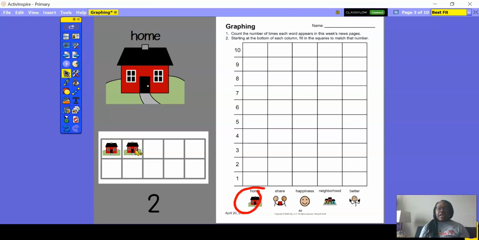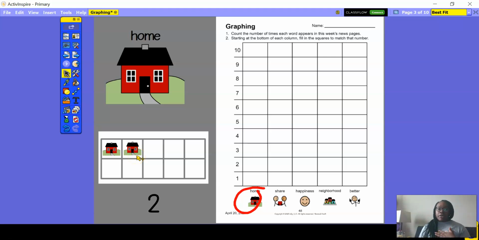So you can pause the video here. You can use the 10 frame that is on the screen or the one that you might have printed, and have your kiddos touch and count. You can touch and count with them depending on their ability. You know your child, you might have to use some hand over hand assistance, but literally all you have to do is count 1, 2, and then we stop and you say how many? 2. Let's count again. 1, 2. Stop. How many homes? 2.